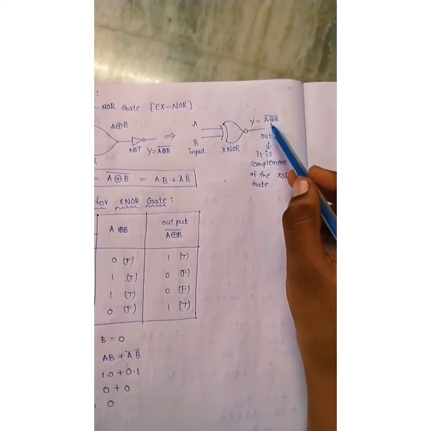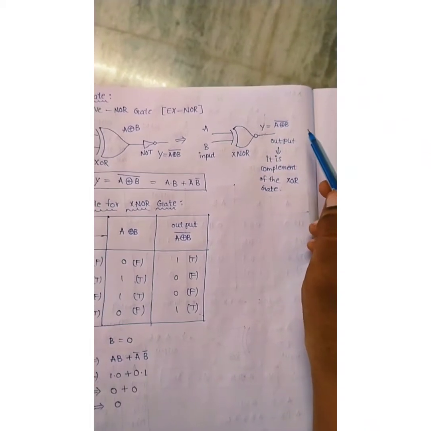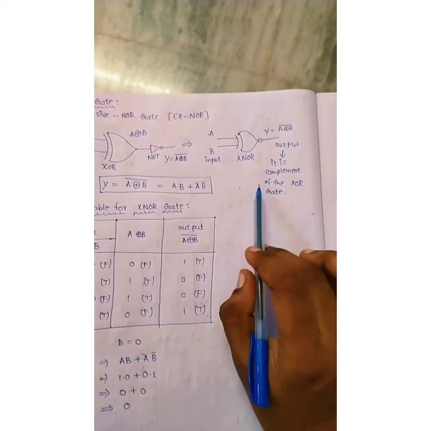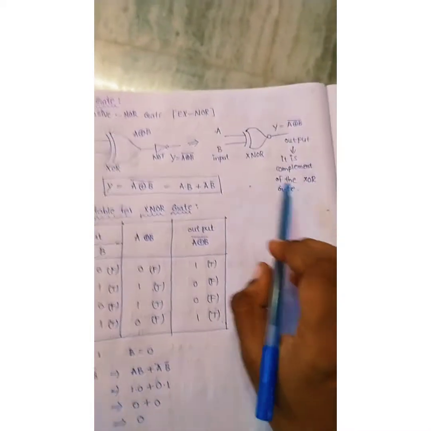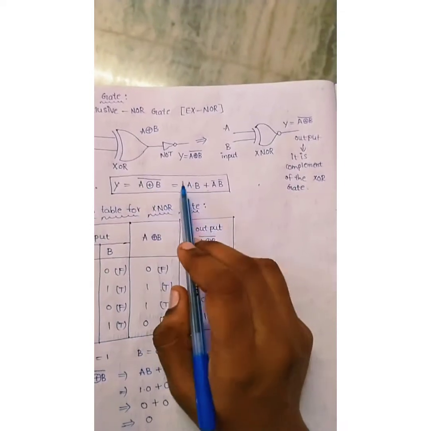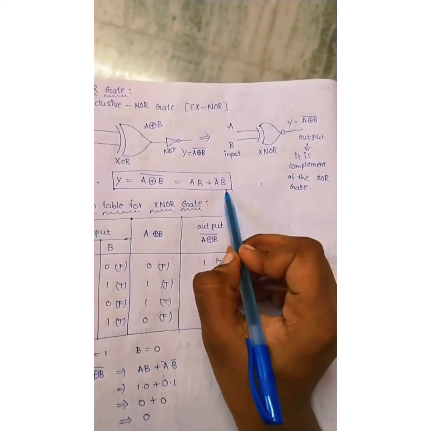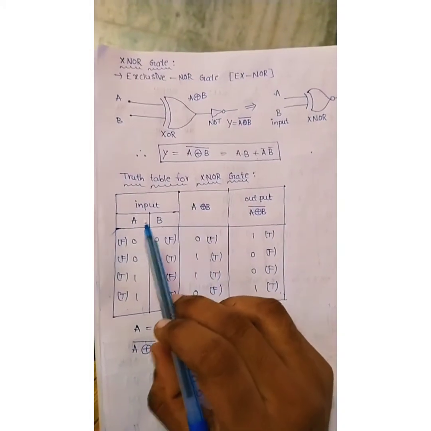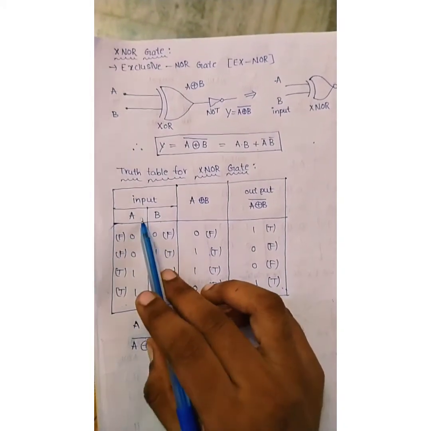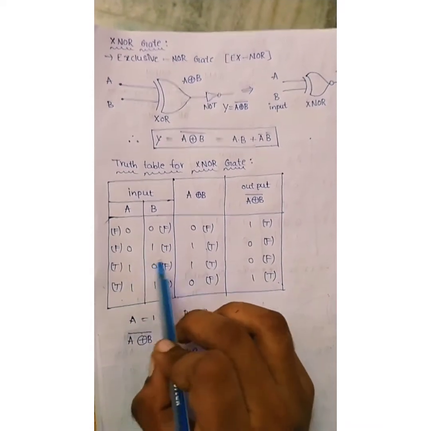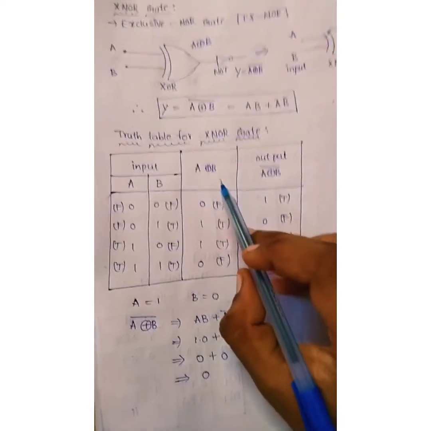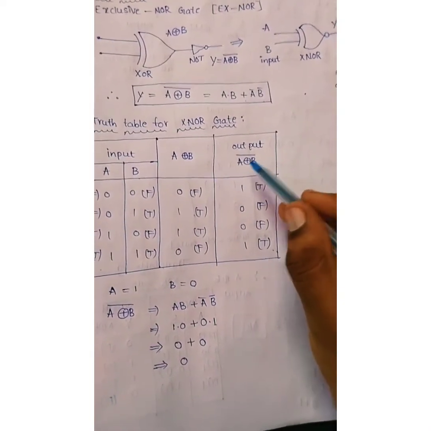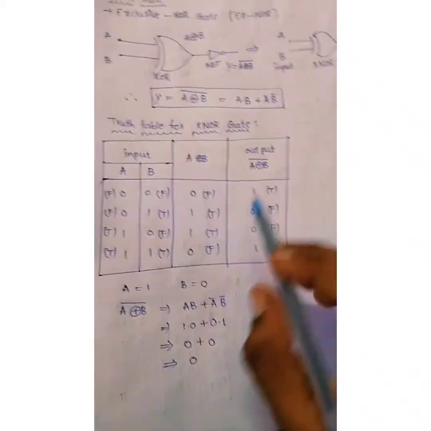Y equal to A XOR B bar. Here the output is the complement of the XOR gate. Here how do we find A XOR B bar? In this form, AB plus A bar B. So coming to the truth table for the EXNOR gate, we take two inputs, A and B. Here we take the inputs 0 0, 0 1, 1 0, 1 1. First of all we find A XOR B. Next A XOR B bar is the final output.